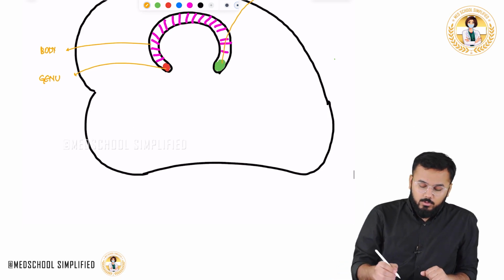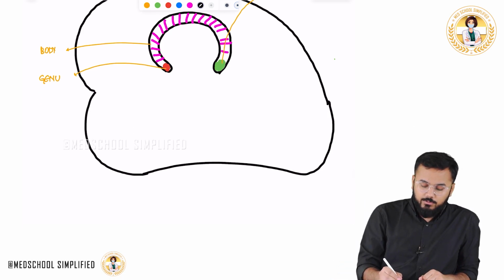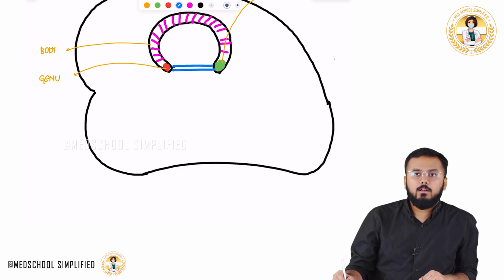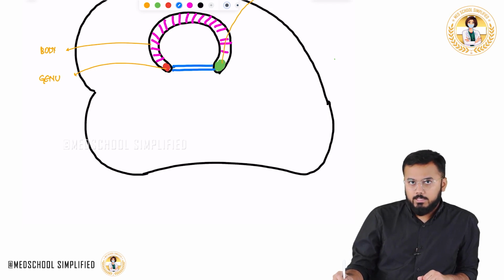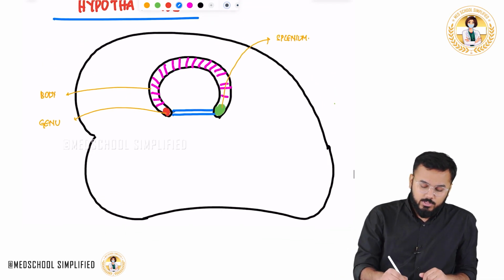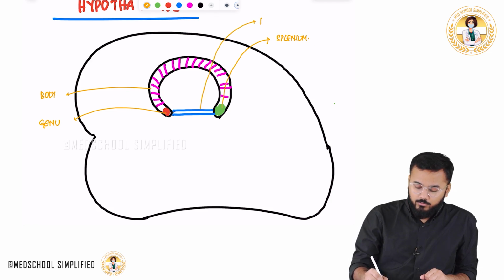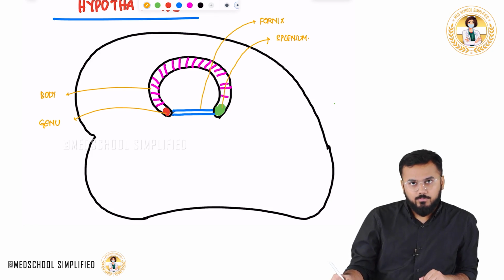Now here there is one more structure. If you observe closely, here we have one more structure in this way. This structure which I am drawing right now is called a fornix. This structure over here is called your fornix.